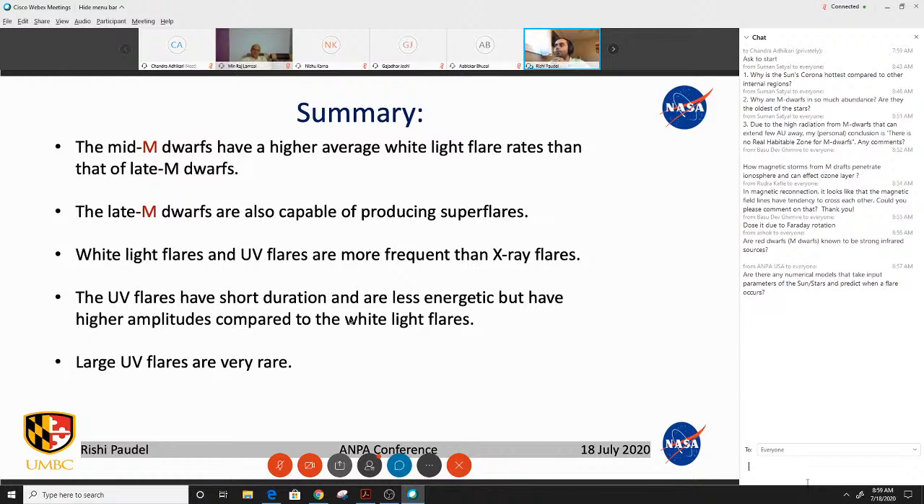The white light flares and UV flares are more frequent than X-ray flares. The UV flares have short duration and are less energetic but have higher amplitude compared to the white light flares, and the large UV flares are very rare. Thank you. I'm ready to take any questions you have.